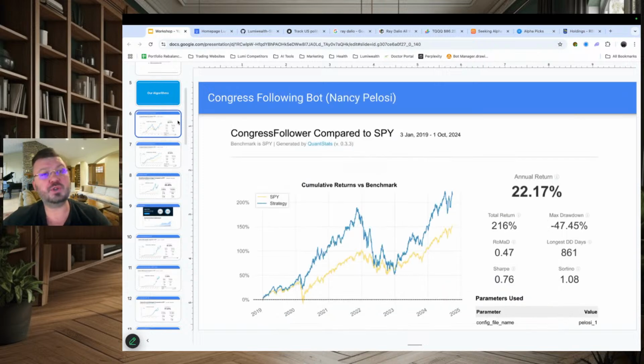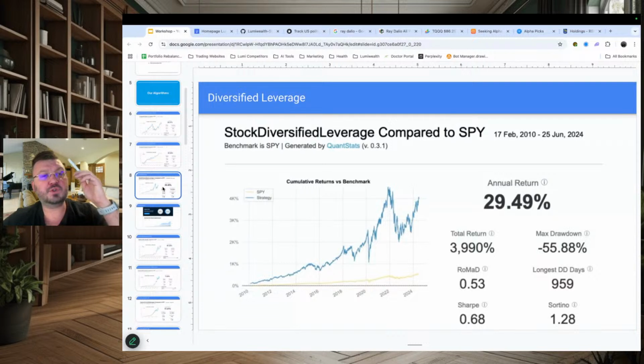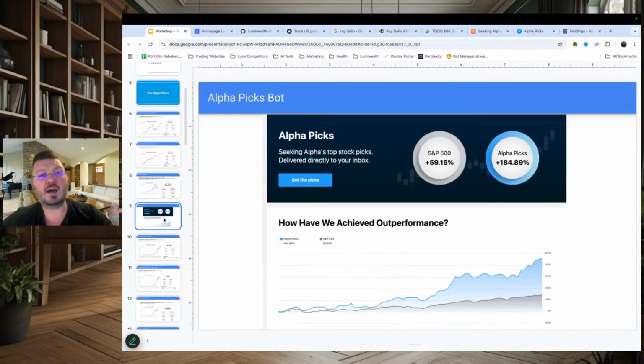So I've so far showed you our Congress trading bot. You can follow different Congress members. I've showed you our diversified leverage bot. This one's been performing quite well. It copies Ray Dalio and adds some leverage. We have our AlphaPix bot, which again only trades stocks. We've been doing that so far.